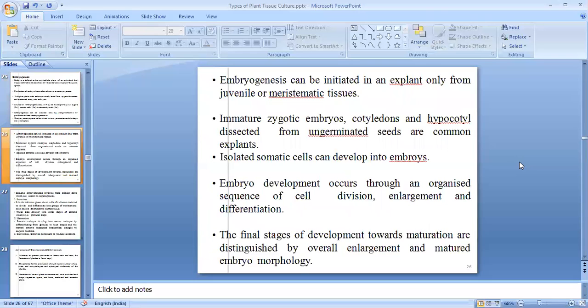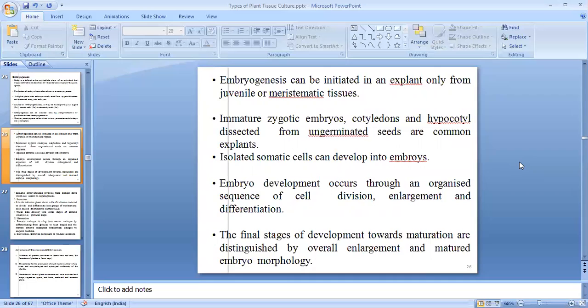This embryogenesis can be initiated in an explant from the juvenile or meristematic tissue. What do you mean by juvenile? That is from the young plants. Meristematic means growing tissues. Okay.